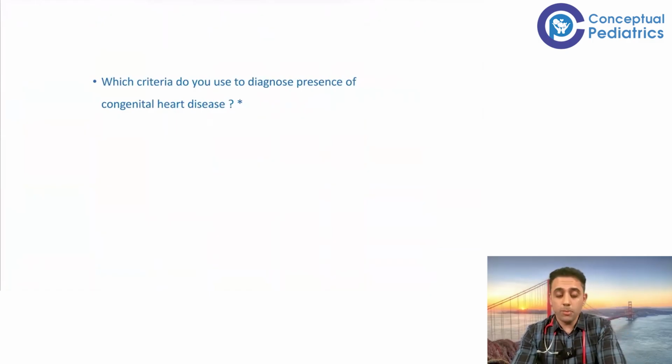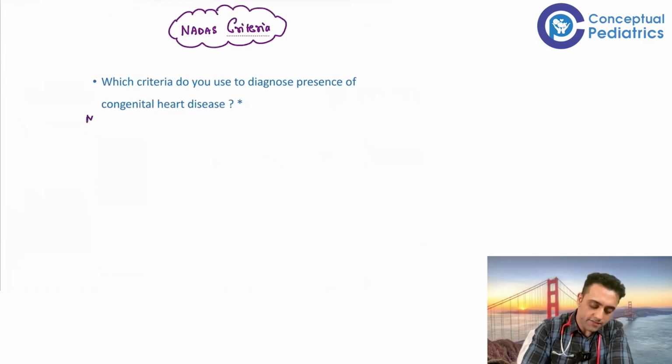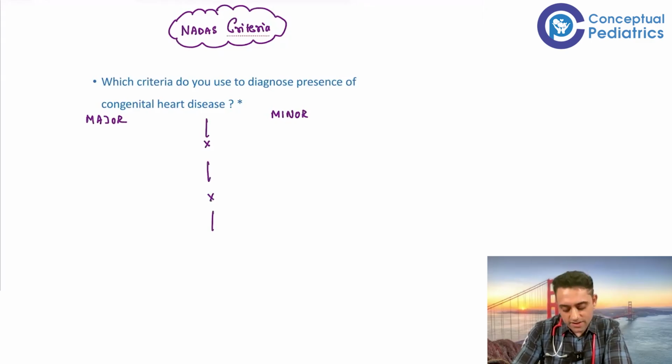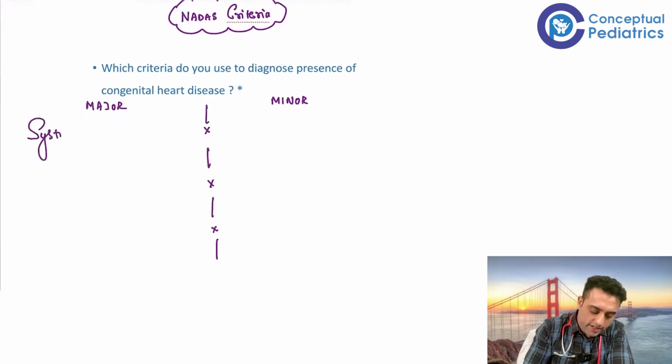Yes. Now, very importantly, to diagnose a congenital heart disease, we follow a criteria known as Nadas criteria. Nadas criteria is divided into major and minor criteria. What is the major criteria? In major criteria, if you are able to appreciate systolic murmur grade 3 or more.